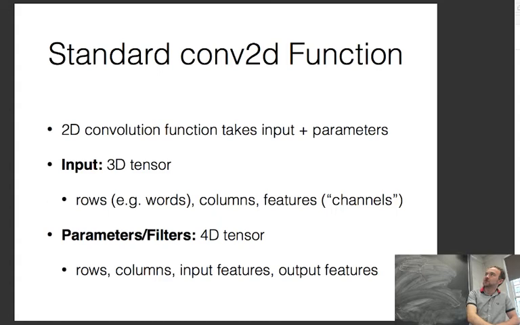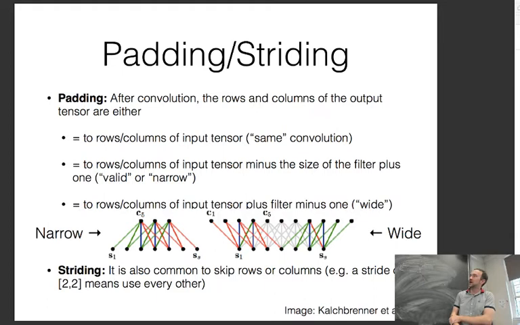Another couple of important concepts are padding and striding. So padding, basically the idea is that after convolution, the rows and columns of the output tensor will either decrease, increase, or stay the same. So there are three varieties of padding, or three varieties of convolution. In one case, the rows and columns will stay the same. This is called a same convolution in image land. In text land, I'm not sure if we have a special name for this.